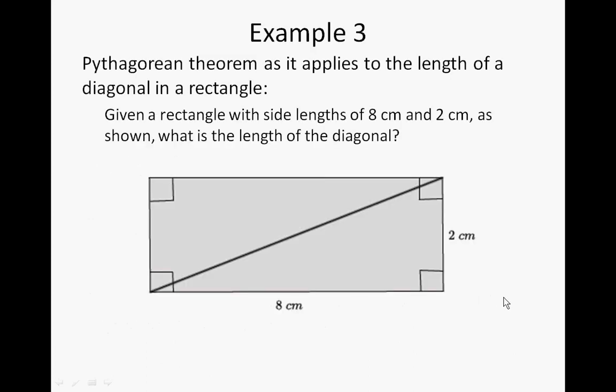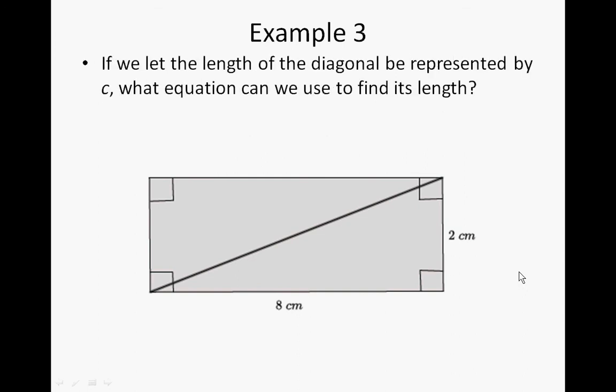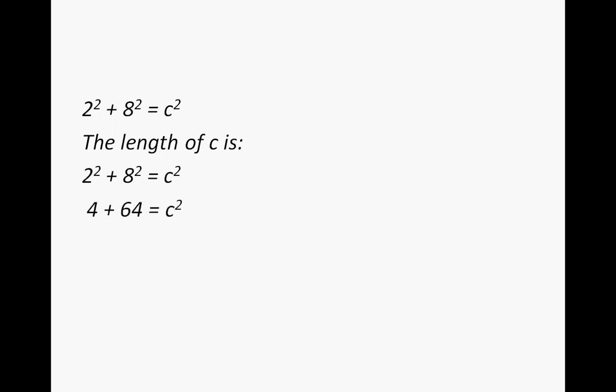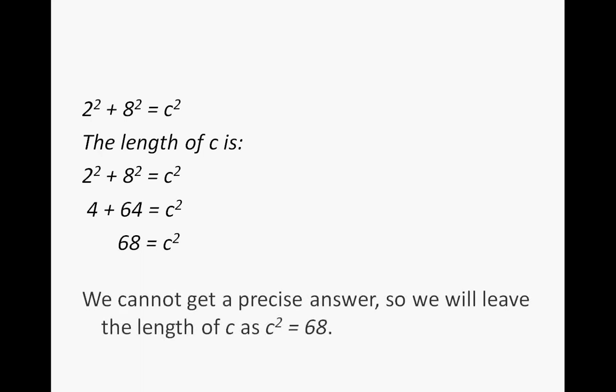All right, example 3. The Pythagorean theorem applies to the length of the diagonal of a rectangle. Given the rectangle with side lengths of 8 and 2, what is the length of the diagonal? Well, if we let the length of the diagonal be represented by C, what equation can we use to find its length? Well, that would be 2 squared plus 8 squared equals C squared. So 4 plus 64 is C squared, which means 68 is equal to C squared. Since we cannot get a precise answer, we're going to leave it as C squared is equal to 68.